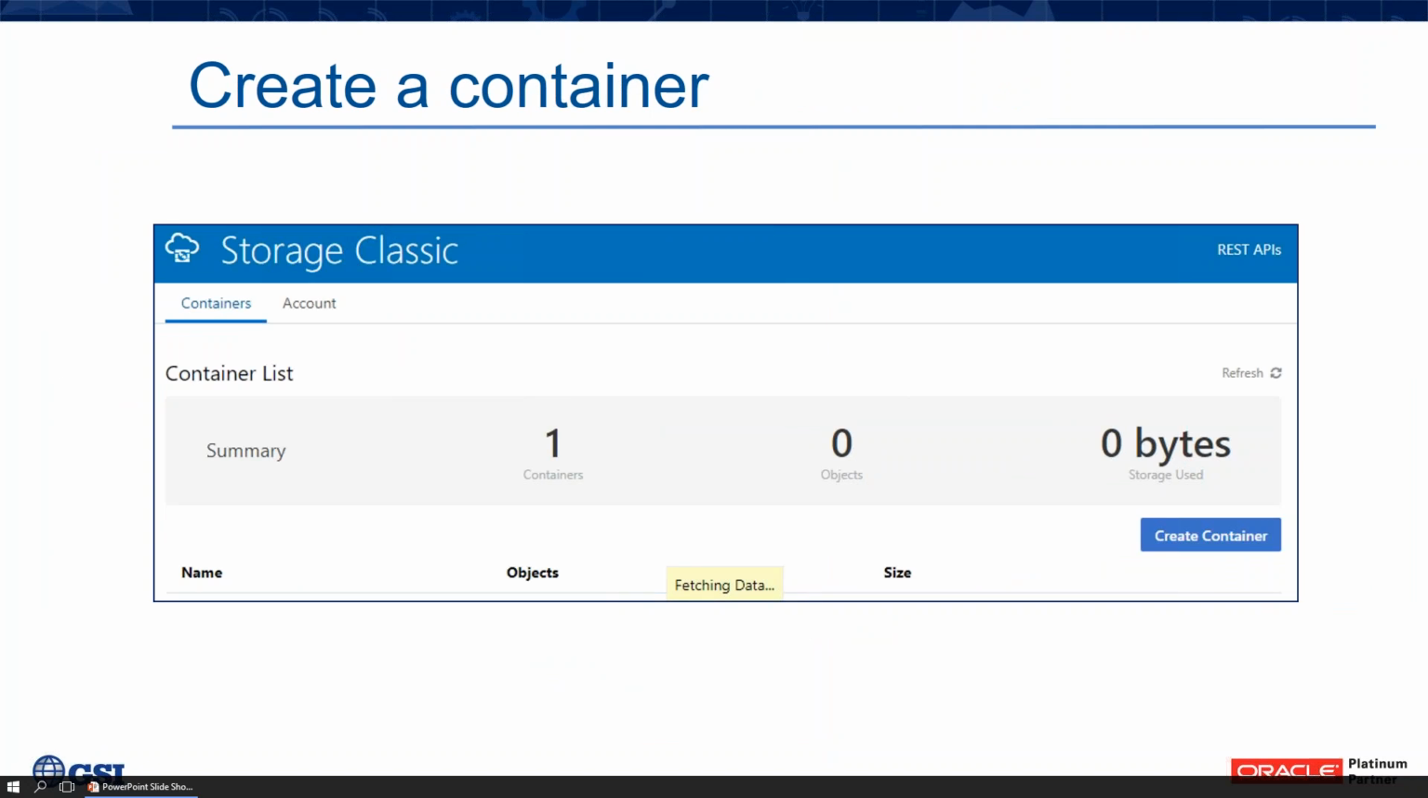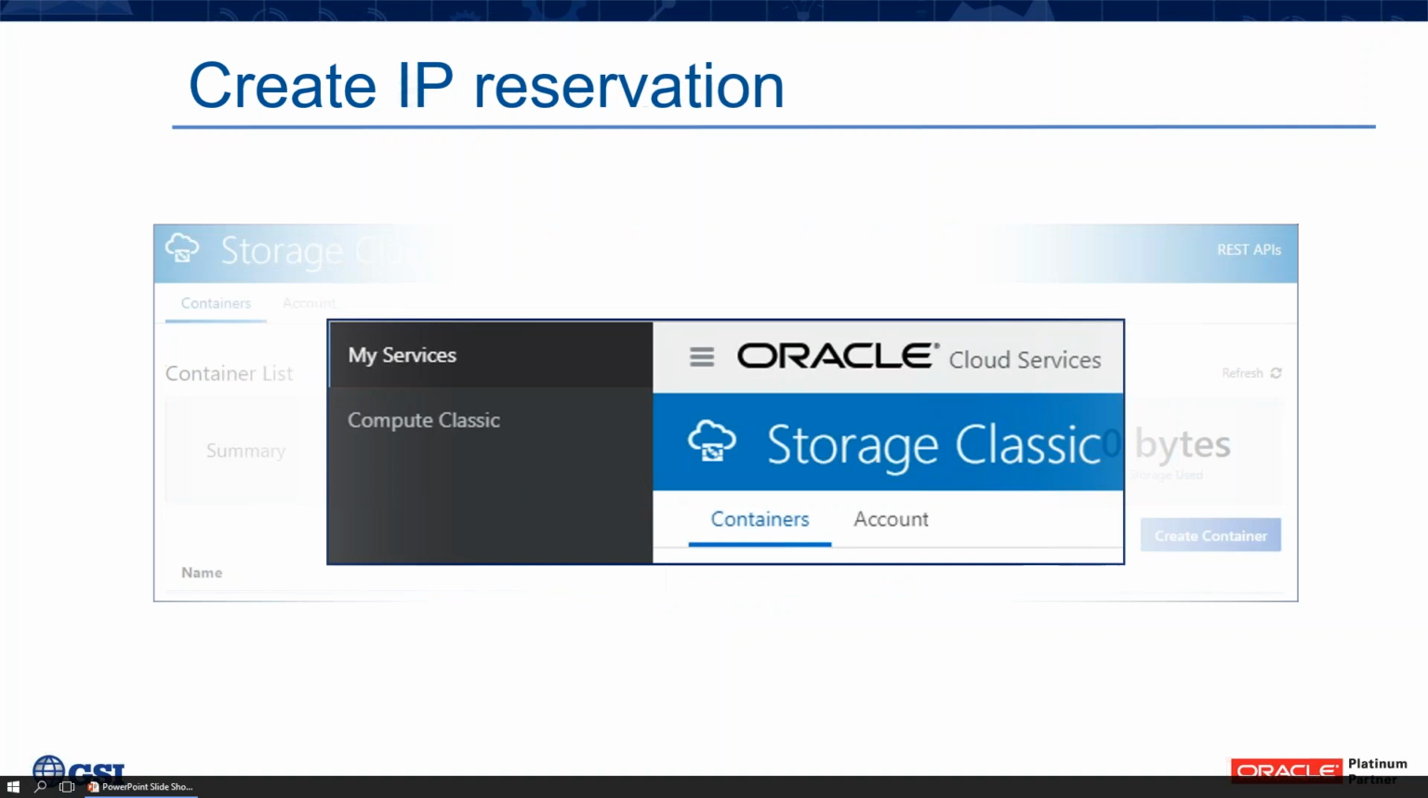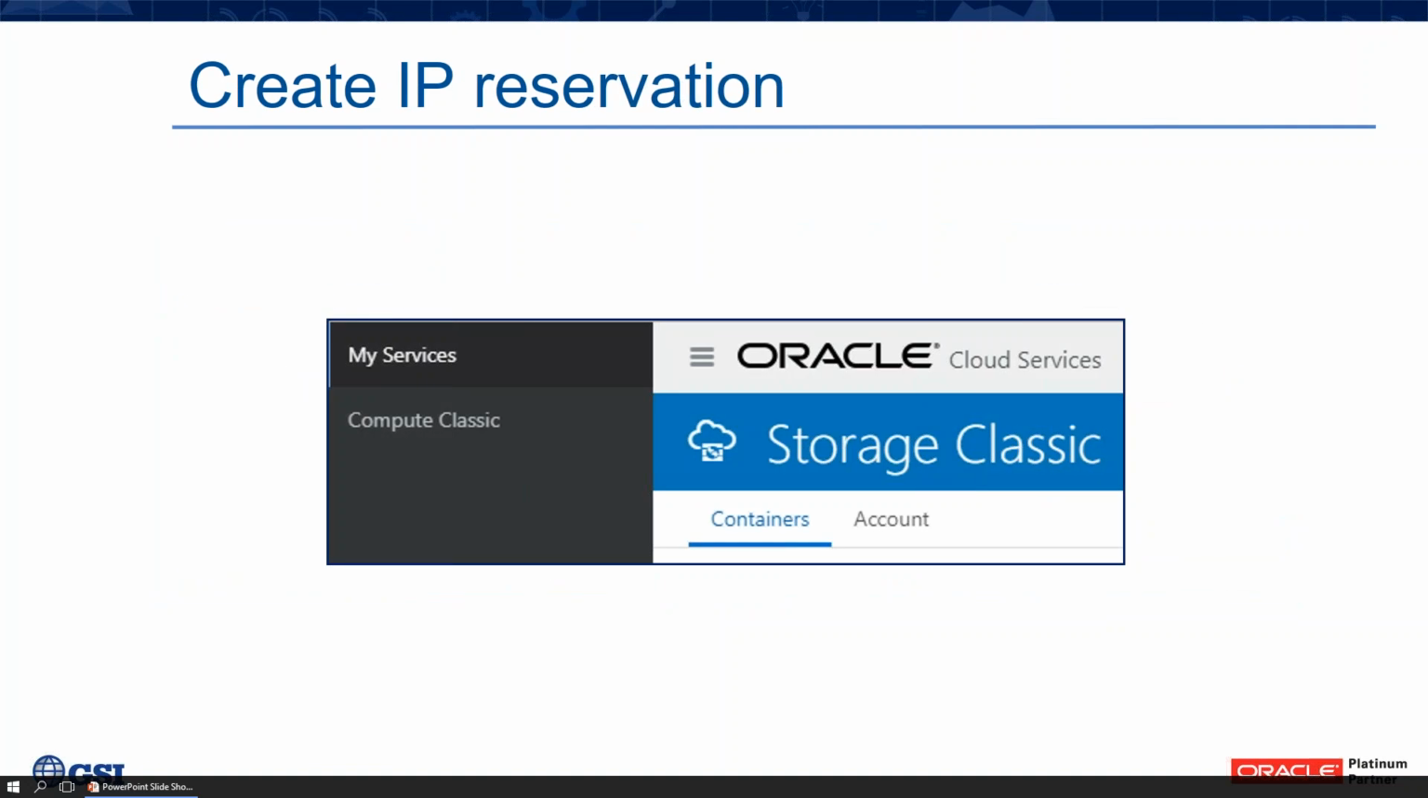Again, click Create Container. The Create Container step is very simple. Then for DR, you also need an IP reservation. You need that because without it, you'll get a new IP address every time you restart your instance. To get out of here and back to your dashboard, click on the hamburger and then click My Services.